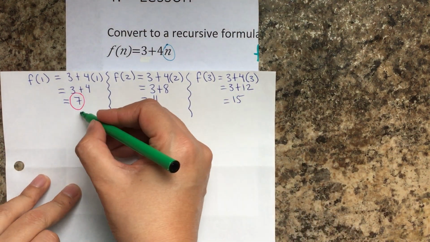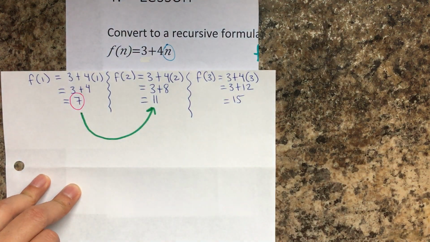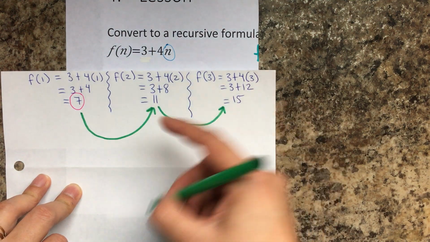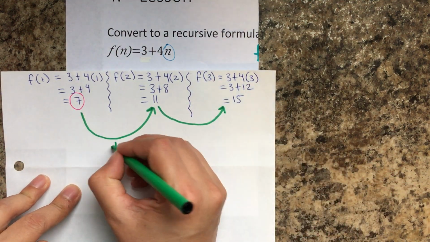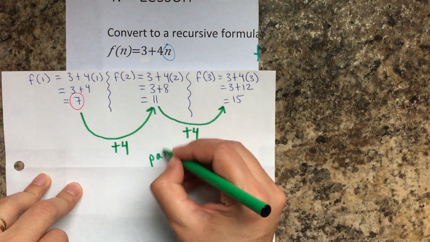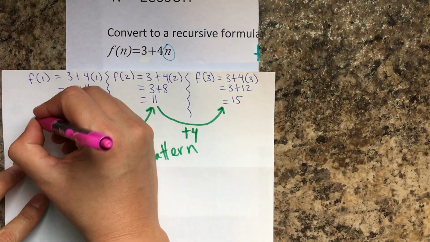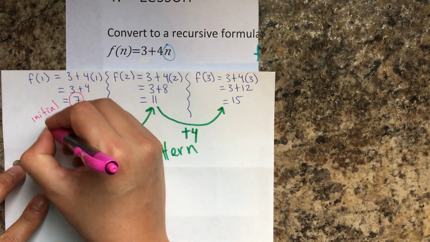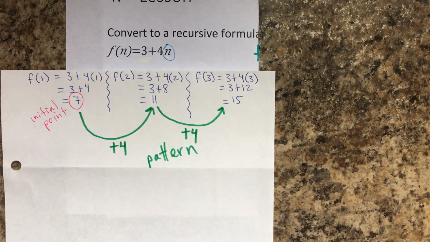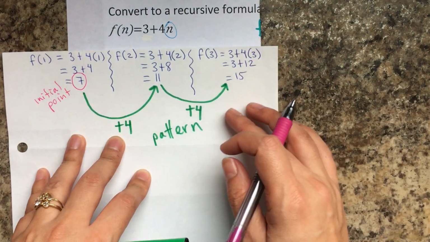So now I see, what did I do to get from 7 to 11? It looks like I'm adding 4. Is it the same for 11 to 15? Yes. So that means that my pattern is going to be adding 4. And my initial point is 7. So now I can write my recursive formula, and I can even write the explicit if I want to.